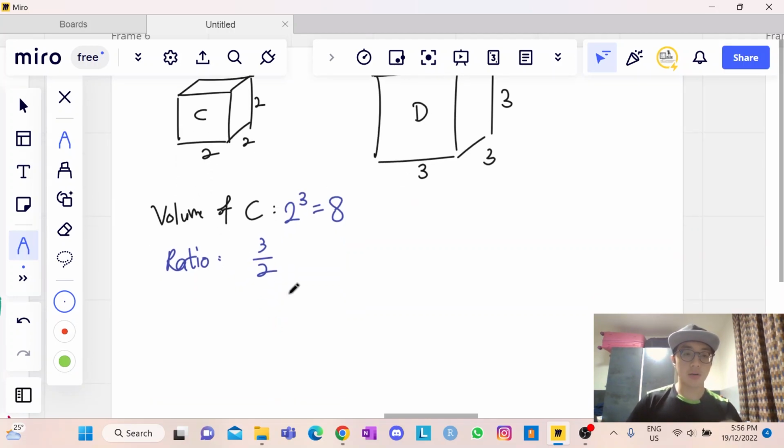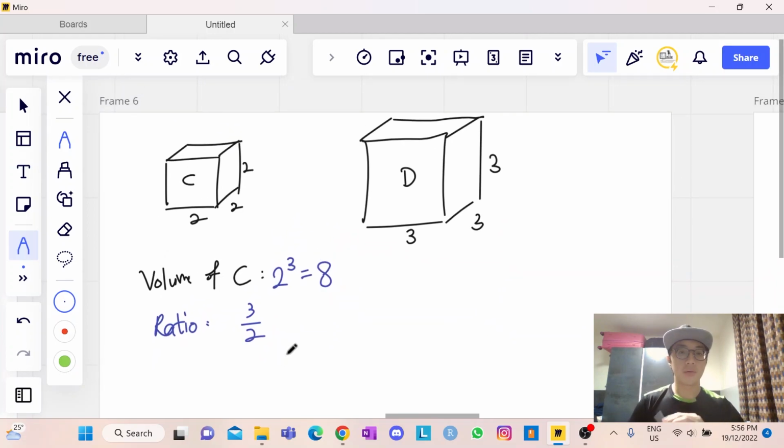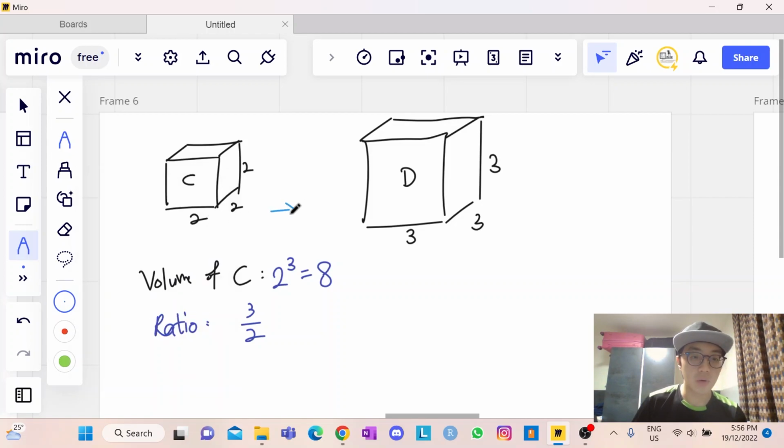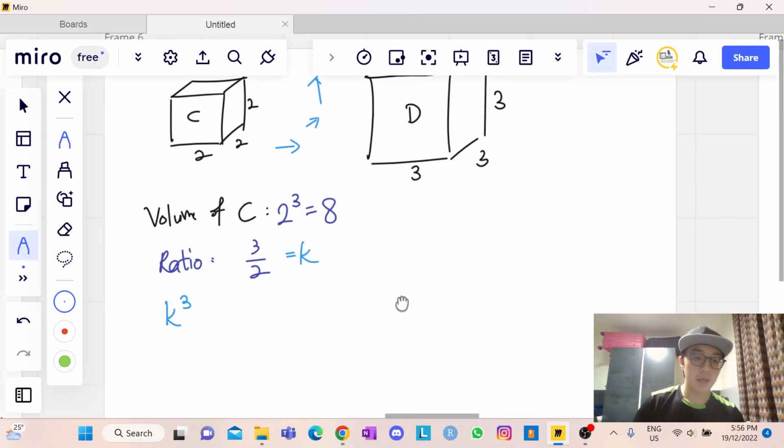So as I said just now, when the size of the cube increases, the dimensions increase in 3 ways: 1, 2, and 3. Therefore, you must use it as k cubed. This is k, and therefore k cubed is equal to 27 over 8.